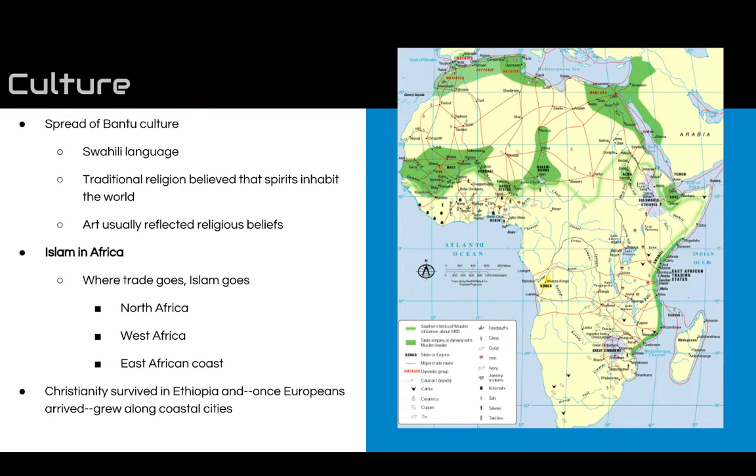Generally, we see that traditional religions believe that spirits inhabited the natural world, and that's usually reflected in art and religious practices and storytelling, or especially oral traditions in sub-Saharan Africa. But one thing that we see have a particular influence on Africa in the time leading up to the early modern age is Islam. Wherever trade goes, Islam goes.